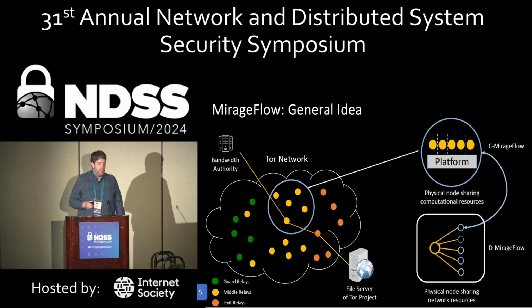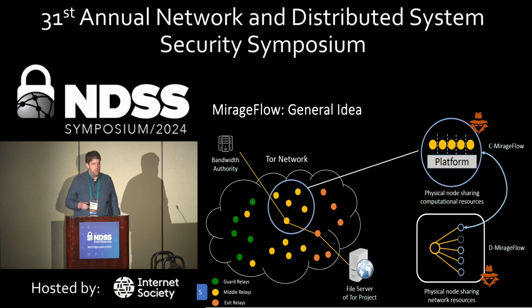We can further extend this principle by sharing not only the computational resources in our attack, but also the networking resources. Here we have a transparent node that has more bandwidth than the rest of the nodes in our attack, and can then answer the bandwidth requests by the bandwidth authority, thereby inflating the bandwidth measurements. All of those nodes are, of course, controlled by the adversary.